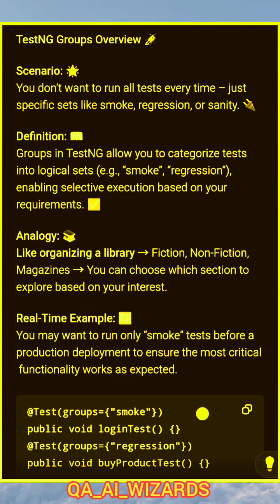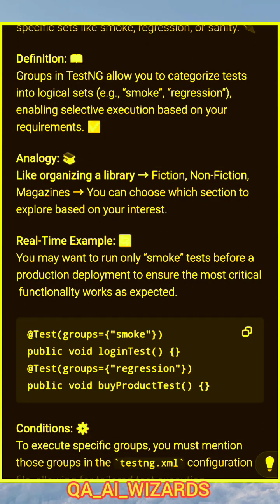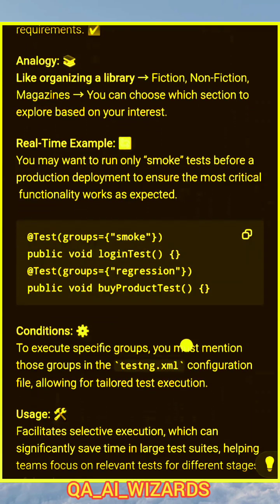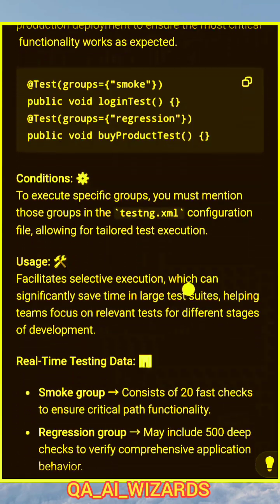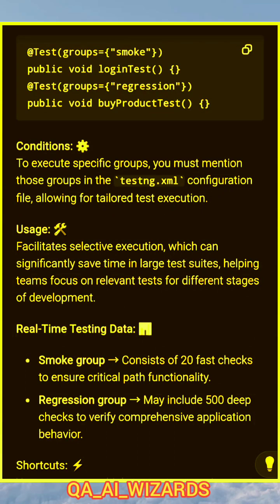functionality works as expected. So we can write the code snippet like @Test(groups = "smoke") public void loginTest, @Test(groups = "regression") public void buyProductTest. So this is a code snippet, and to execute specific groups, you must mention those groups in the testng.xml configuration file, allowing for tailored test execution.